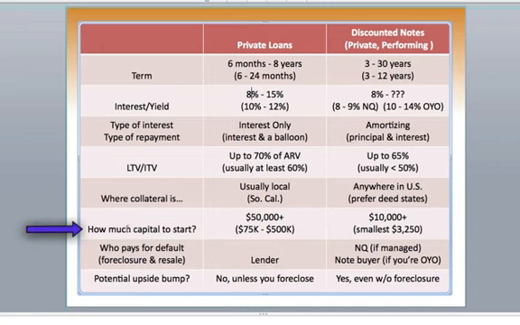How much capital to start? If you want to be a private lender, just think of where I am in Southern California. It's hard to make a loan for less than $50,000, and usually the sweet spot is to have $75,000 to $500,000 to be able to really make a dent and do something as a private lender. Whereas for buying discounted notes, if you've got at least $10,000, obviously the more you have, the easier it is to work with.